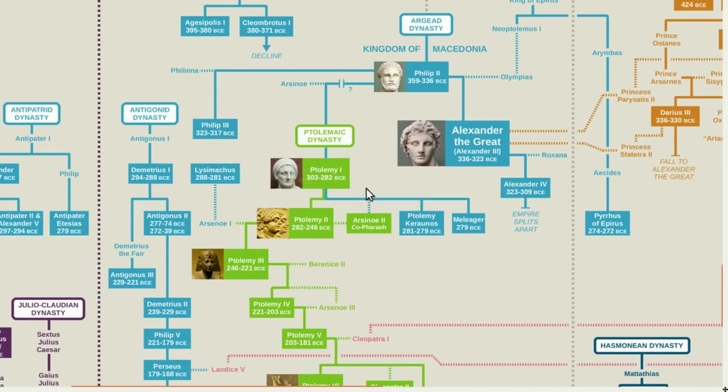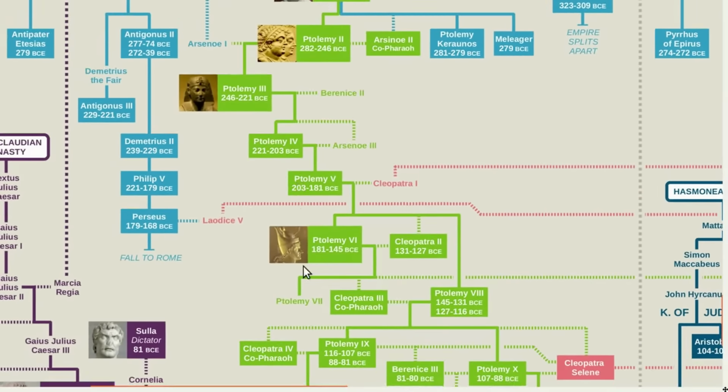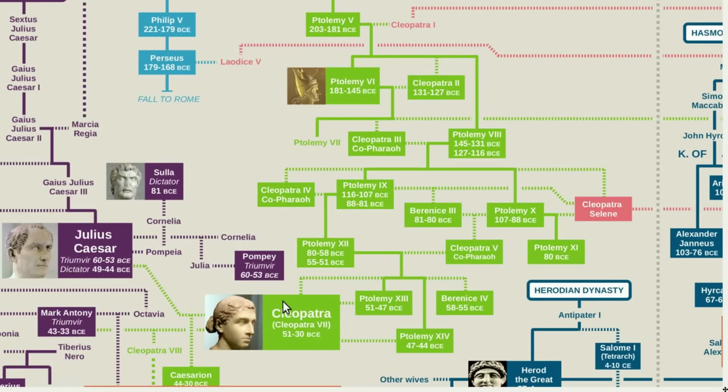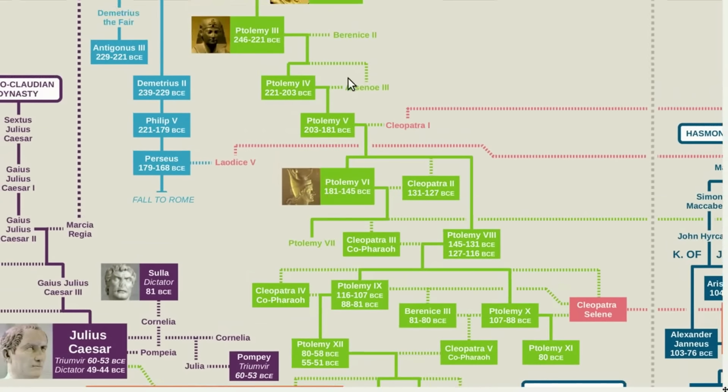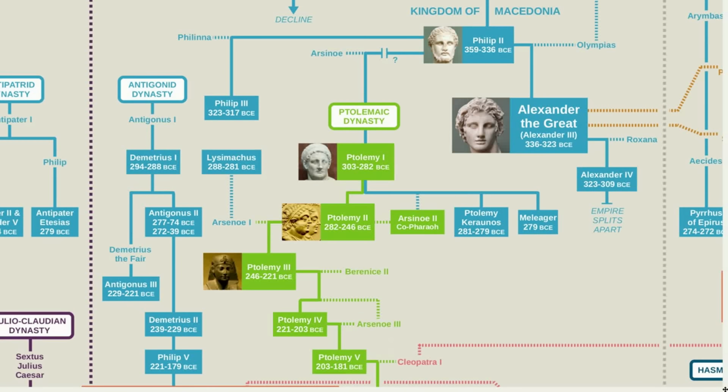And I should point out that Ptolemy I may have been the illegitimate son of Philip II. His line eventually leads to the famous female pharaoh Cleopatra. Now, a lot of people think of Cleopatra as being an Egyptian. However, although she was pharaoh of Egypt, she was actually Greek, or rather Macedonian in terms of her ethnicity. I'll be making a separate video down the road about the Ptolemies and the Seleucids.